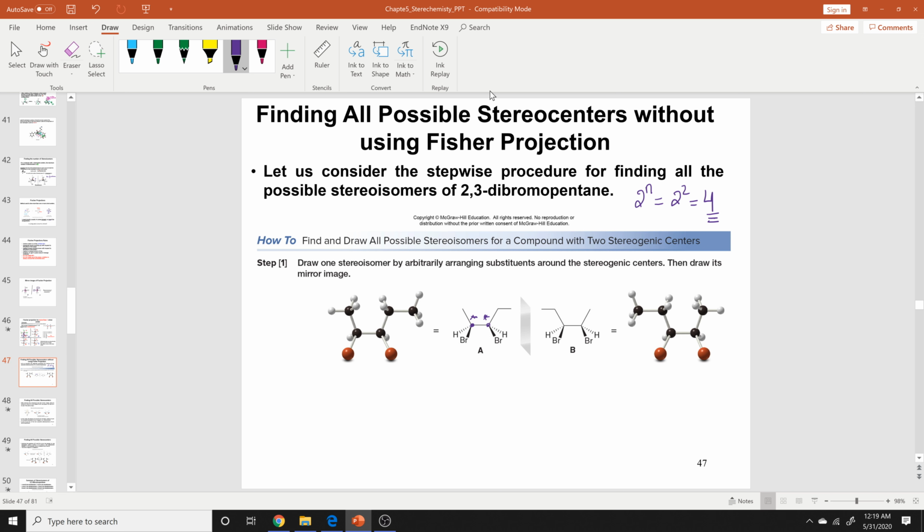So the first thing that I see on the side, simply mimic it on the other side. Hydrogen is behind, bromine is in front. Okay, and then of course, the rest of the molecule. Right now I have a pair of enantiomers. These are my 2 stereoisomers. So I drew my 2 stereoisomers. I still have 2 more.